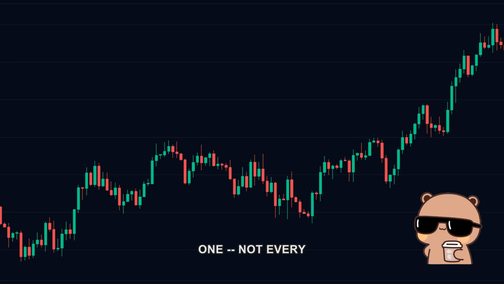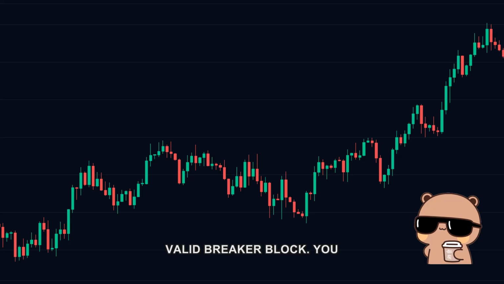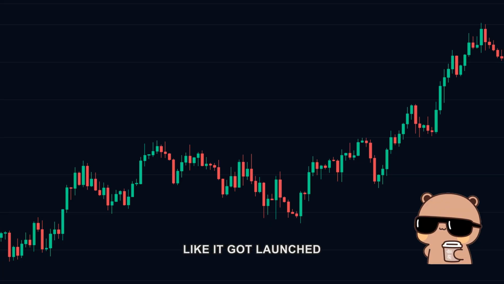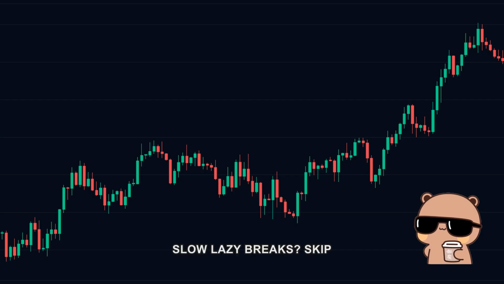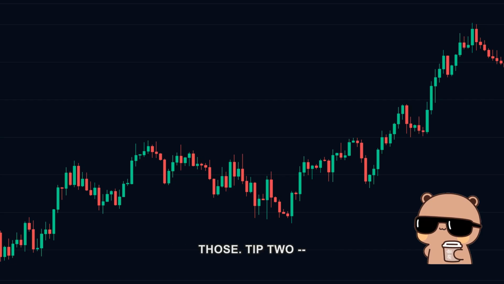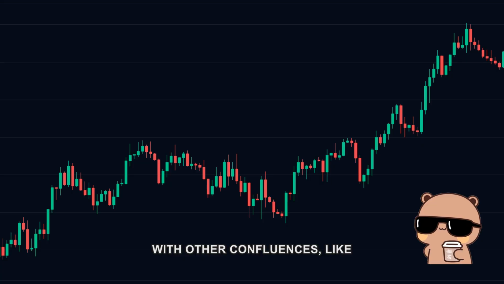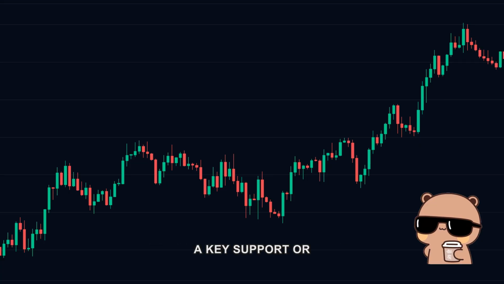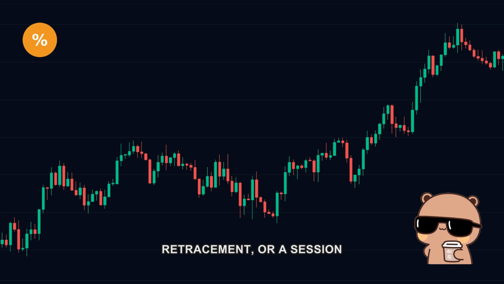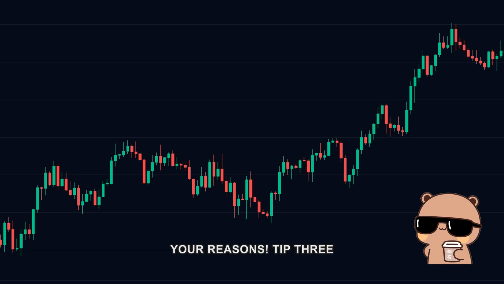Okay, Dudu's pro tips time. Tip 1. Not every broken zone becomes a valid breaker block. You want to see price leave the zone aggressively, like it got launched out of a cannon. Slow, lazy breaks. Skip those. Tip 2. Breaker blocks work best when they line up with other confluences, like a key support or resistance level, a Fibonacci retracement, or a session high or low. Stack your reasons.